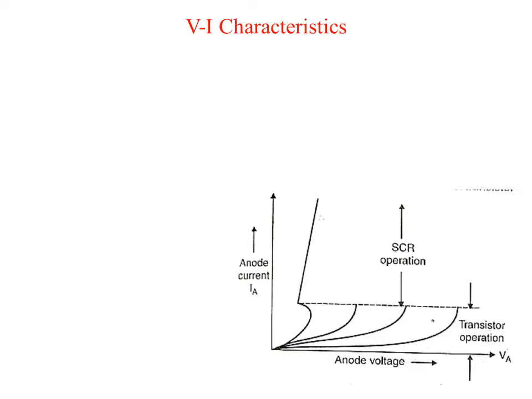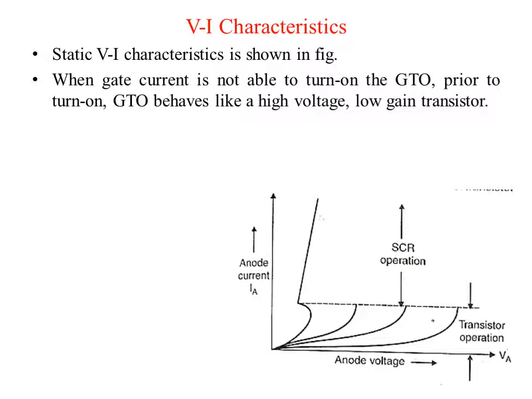Now, in this gate turn off thyristor, we are going to study two types of characteristics. First, VI characteristics, and second, switching characteristics. So, let us concentrate on VI characteristics of GTO. The figure shows the VI characteristics of GTO. When gate current is not able to turn on the GTO, prior to turn on, the GTO behaves like a high voltage low gain transistor.